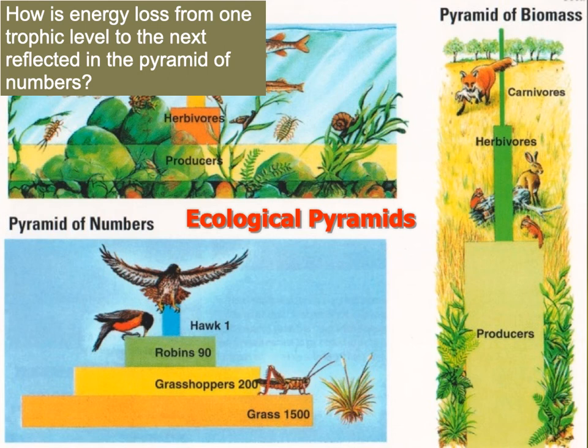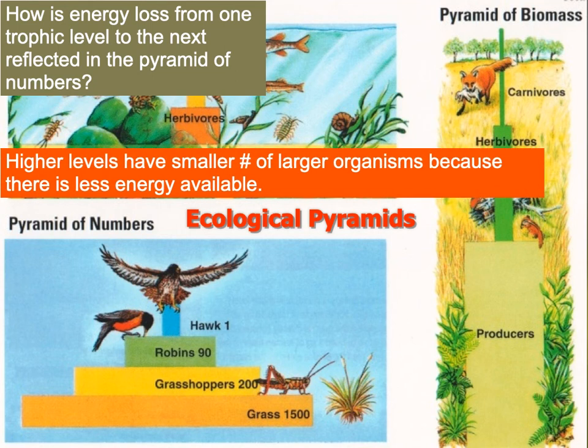Now, humans have kind of messed this whole system up, right? We are really up towards the top in most ecosystems, but our population is humongous, so we're kind of like an inverted pyramid in a way. Right? The pyramid of biomass. I'm sorry, I put this in here. The higher levels in the numbers pyramid have fewer organisms, right? There's less energy available.